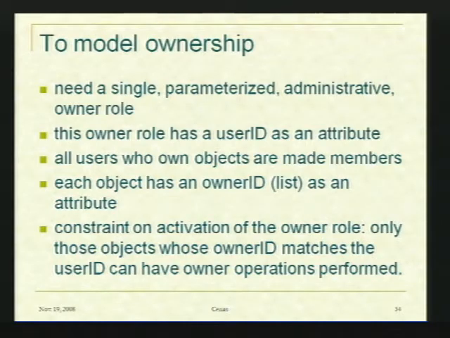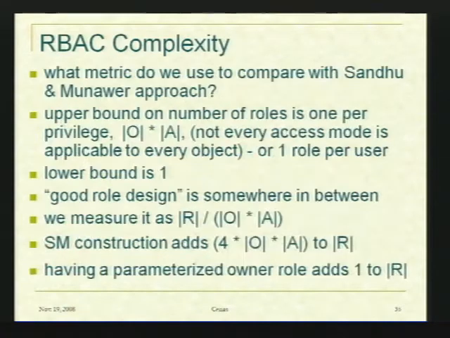So what about parameterized roles? Well, if you keep track of the owner of the object, so for each object you just add another attribute which has either a single owner or a set of owners. When the users activate the owner role, their user ID is used to instantiate the objects that they have control over with whatever permissions it is that you want to put in this owner role.